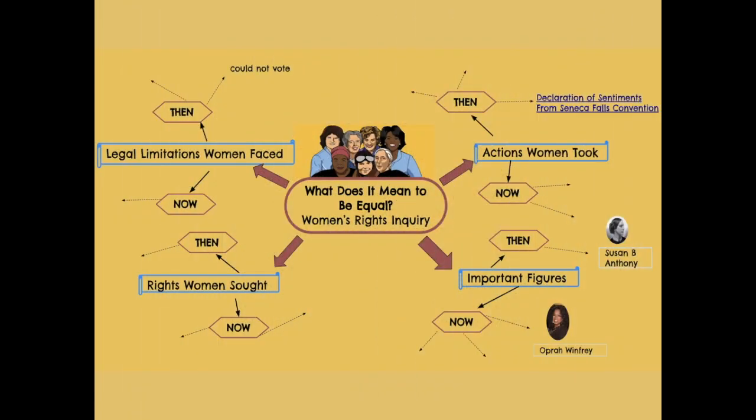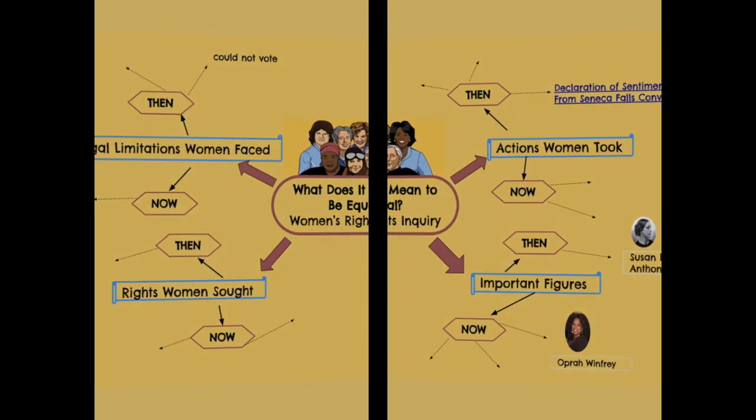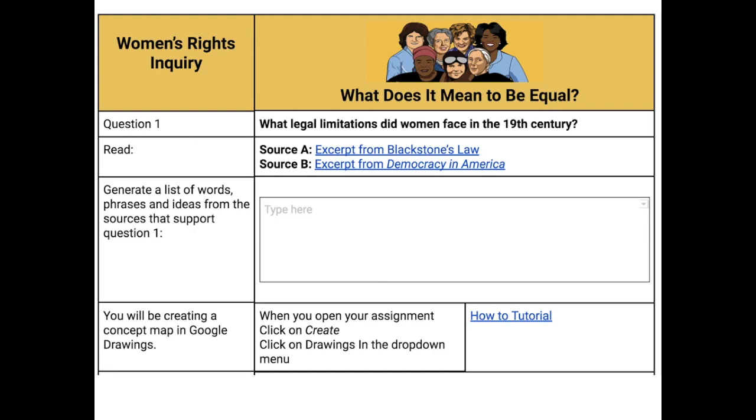Well, we thought they can create a concept map using Google Drawings, and as they're working on it, they will look at the different sources that support the question, what does it mean to be equal? They can work on this activity for multiple days.